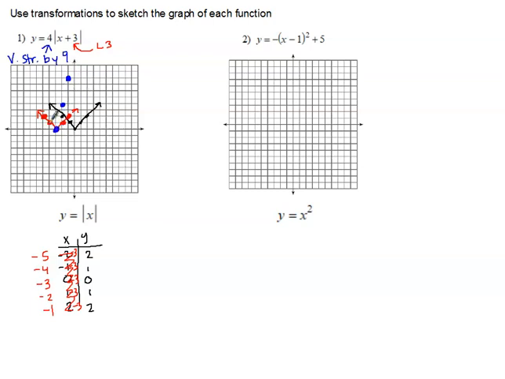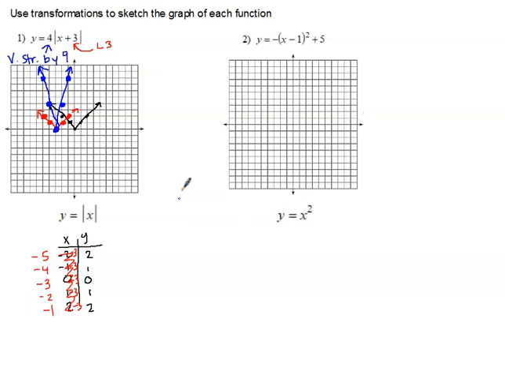This y value is 1. When I multiply by 4, I get 4. This y value is 2. When I multiply by 4, I get 8. The x's did not change. We just pulled things upwards. And our graph now looks like this.